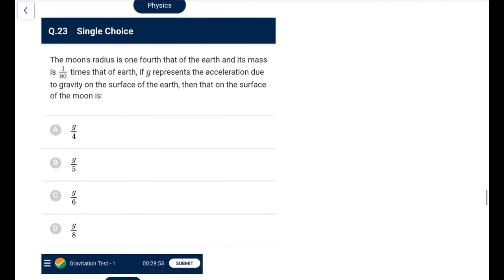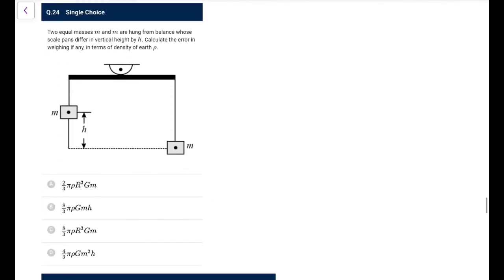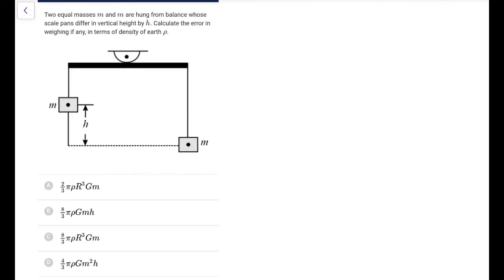Next, the moon's radius is 1/4 that of the earth, and its mass is 1/80 of earth. g represents gravity on the earth, and on the moon it is, so g you know is GM/r². What is given is that the radius is 1/4, so r² will become 1/16, and the mass is 1/80. So 16/80, so g will be g/5. Go by option B. Typically you remember it as g/6, but as per the data given in the question, it should be g/5.